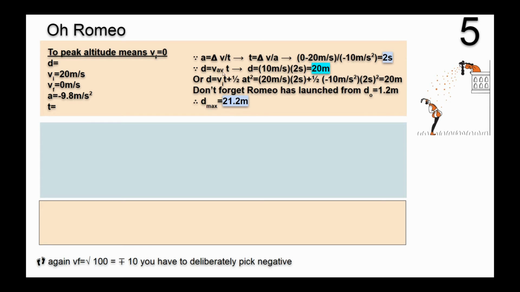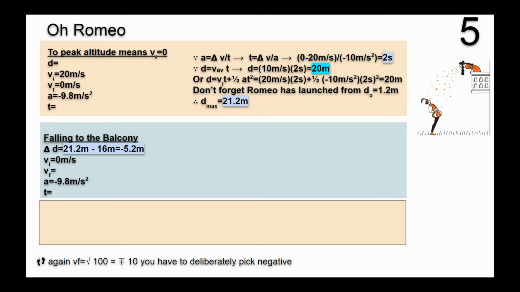If we want to take a risk, we can use that calculated value and find the stone makes it 20 meters up. Or we can use d equals VIT plus half AT squared if you want to torment yourself, and you will get 20 meters up. The important part, though, is don't forget to add Romeo's height, and we get 21.2 meters in altitude, which is when the stone stops.